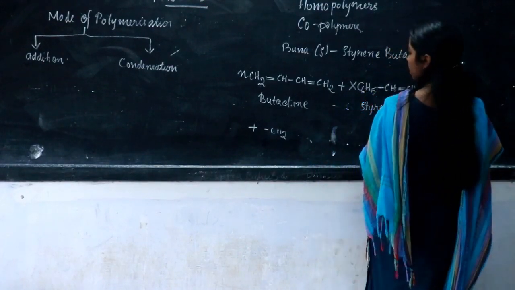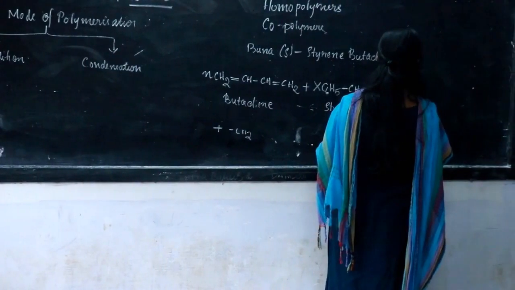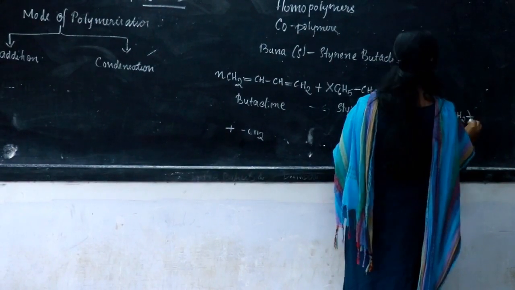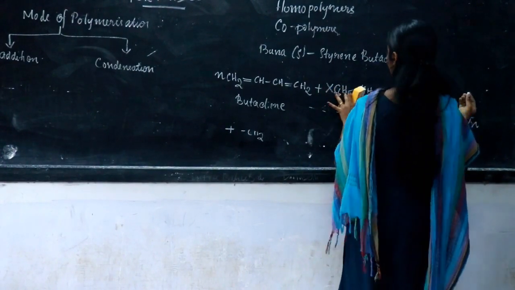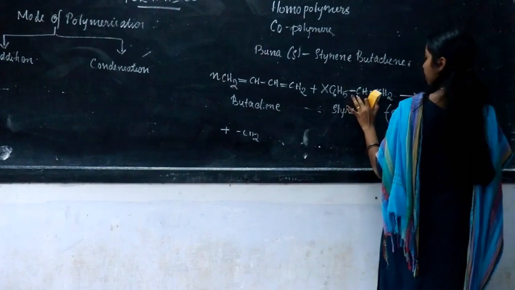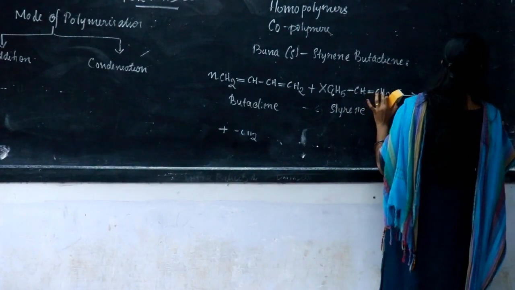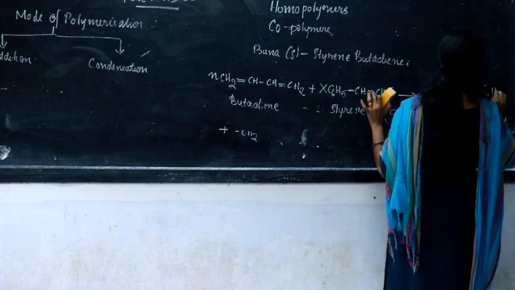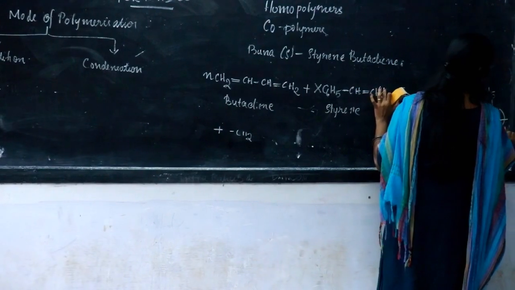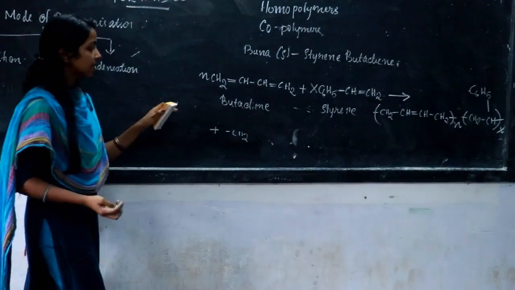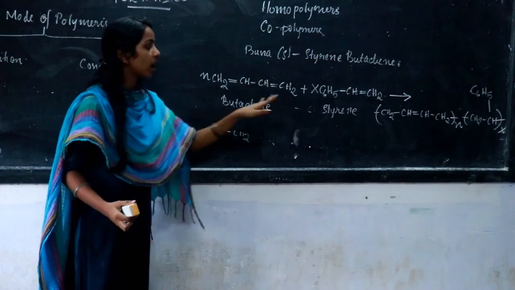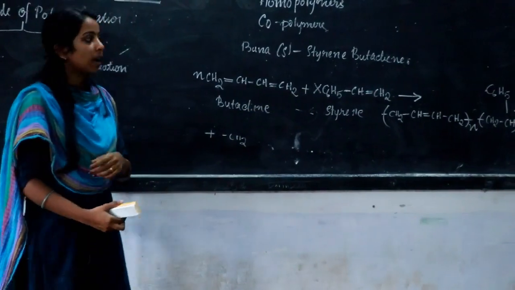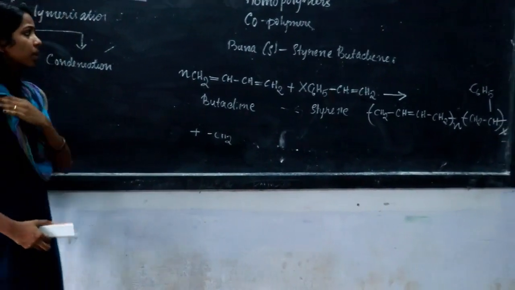CH2, single bond CH, double bond CH, single bond CH2, N times, plus CH2, single bond CH, C6H5, X times. That is, butadiene and styrene are different types of monomers. So two monomers combine together to give a polymer. That's an example for copolymers.